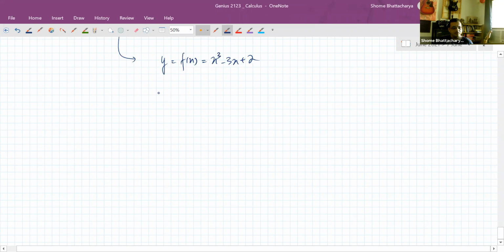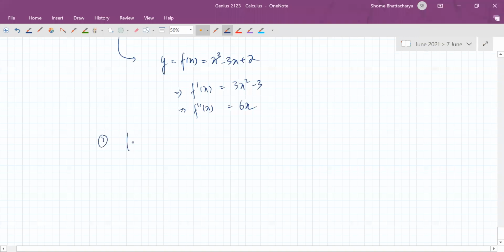Okay. So what is the derivative of the function? f prime x is 3x square minus 3. And what is the second derivative of the function? It is 6x, right? Okay. Now the first thing, find the turning points.